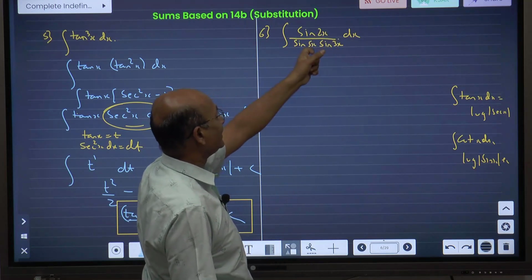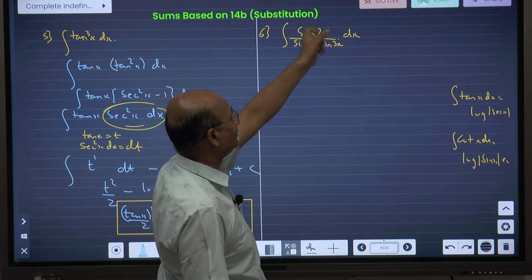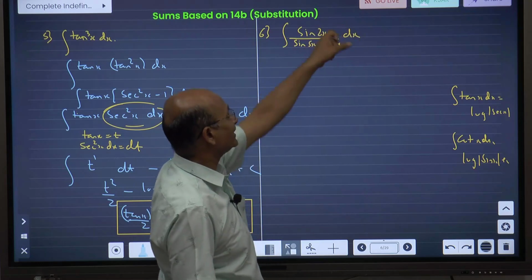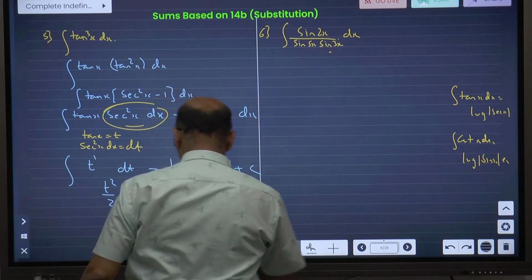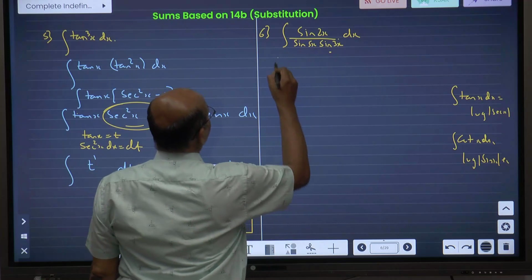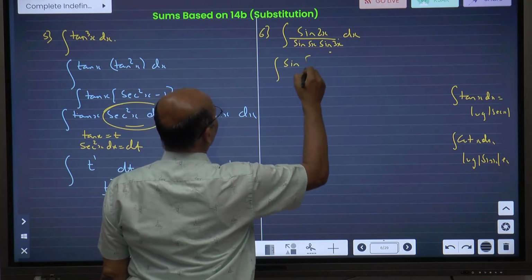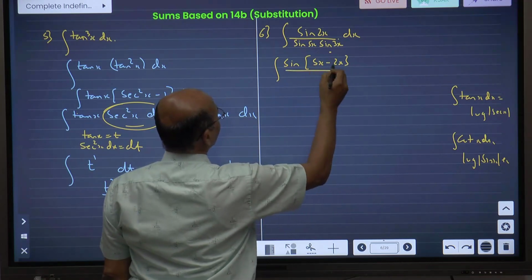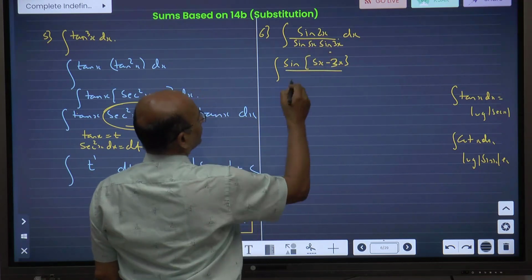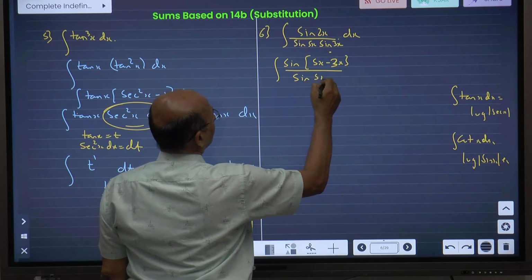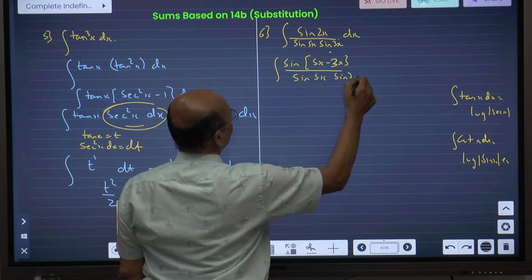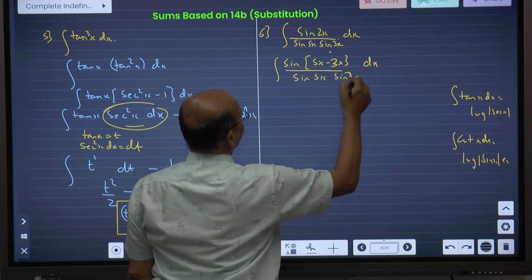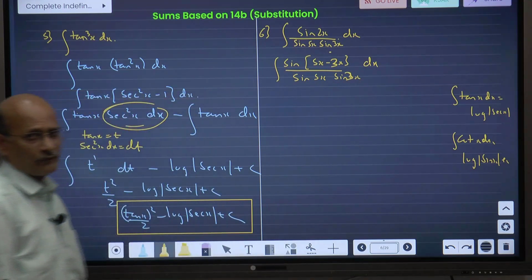So 2x I can write as 5x minus 3x, and that gets converted into this format. I am just using my common sense here. I can write like this, because 5x minus 3x is 2x, and here this is sine 5x. This I really don't want to touch because it is like a time bomb. It will just blast off later on.